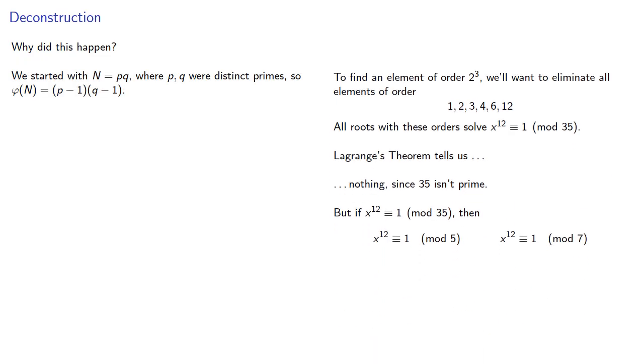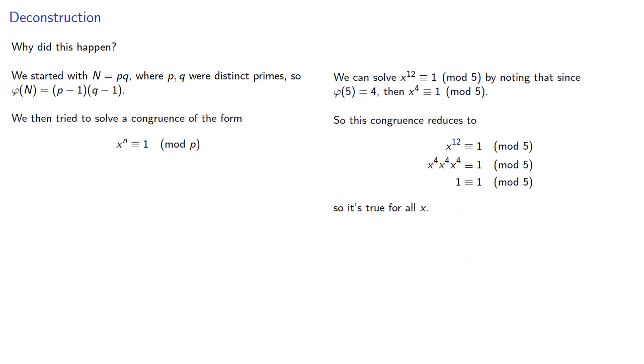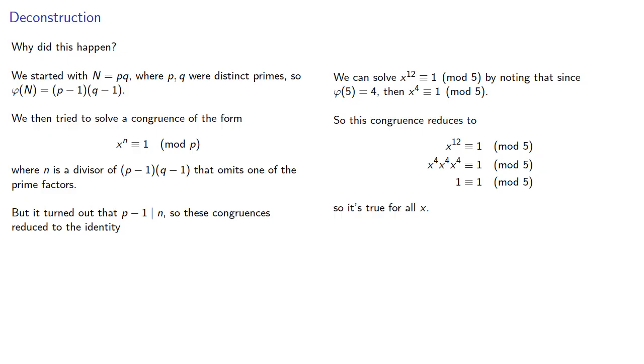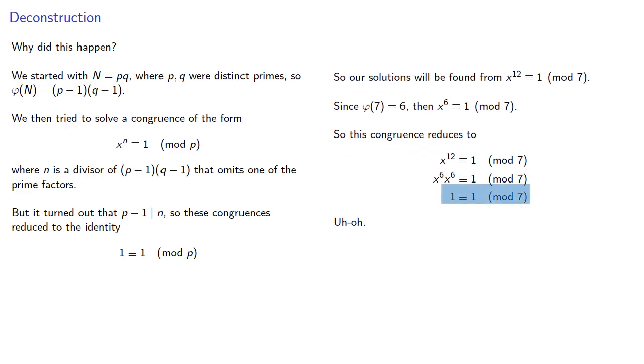We started with n as a product of distinct primes, where phi of n is going to be p minus 1 times q minus 1. We then tried to solve a congruence of the form x to the m congruent to 1 mod p, where m is a divisor of phi of n that omits some of the prime factors. But it turned out that p minus 1 divided m, so all of these congruences reduced to the identity. Was this just a coincidence?